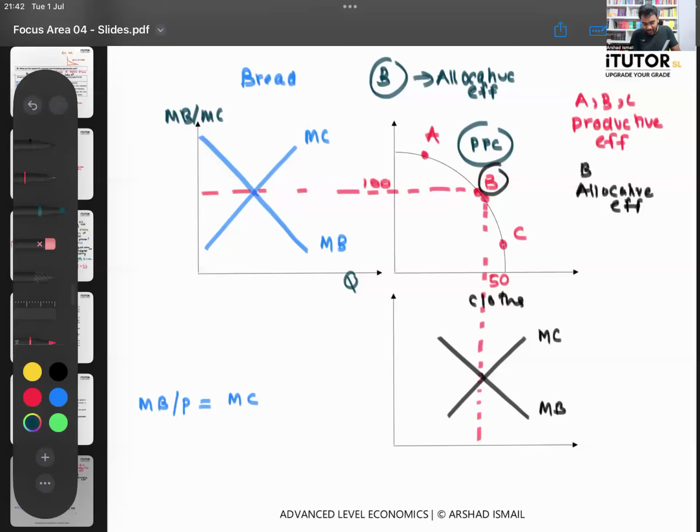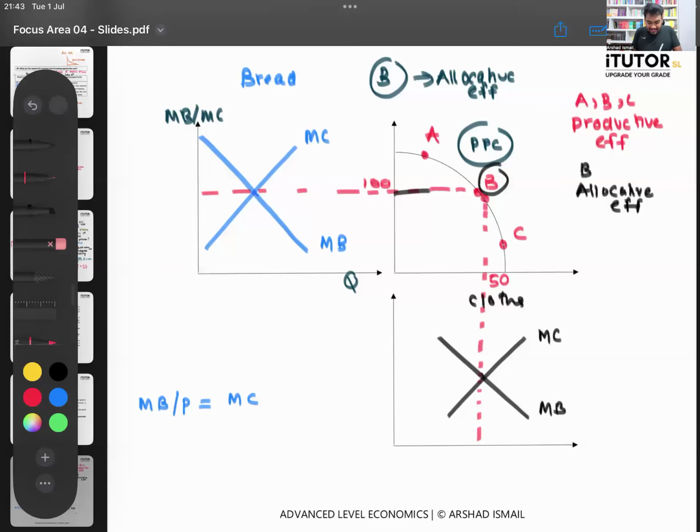Now, for example, if you produce, let's say, point D. At point D, you're allocatively efficient for bread. You're producing 100 bread, but you're producing only, let's say, 20 clothes. You're producing the ideal amount of bread, but not the ideal amount of clothes. That can also happen. But we'll not go into that level, just have that there.